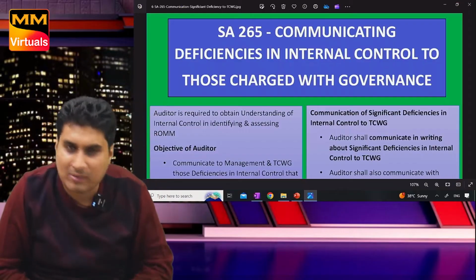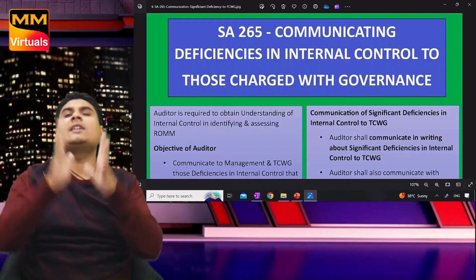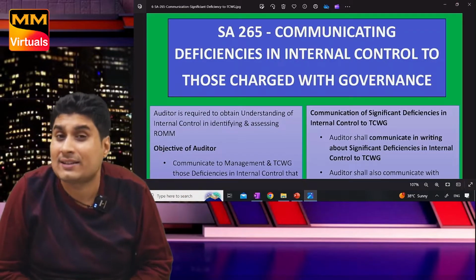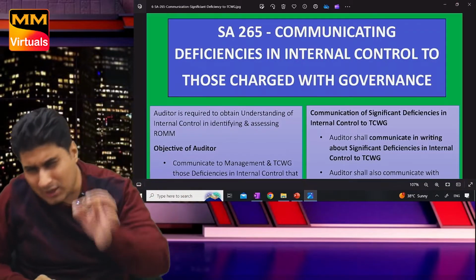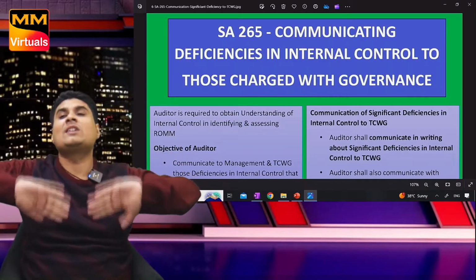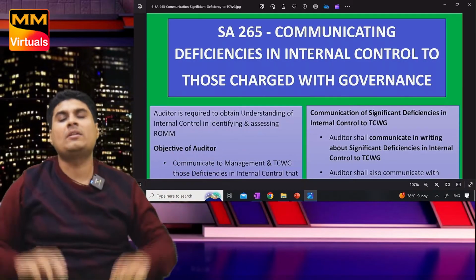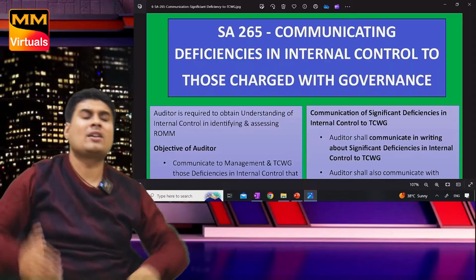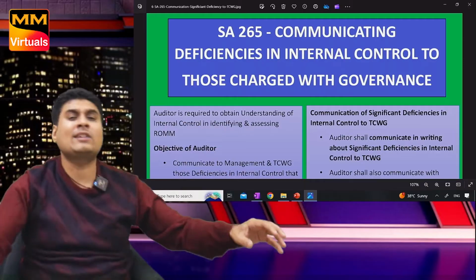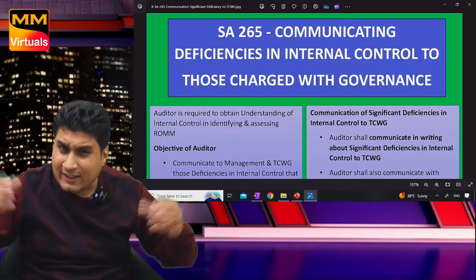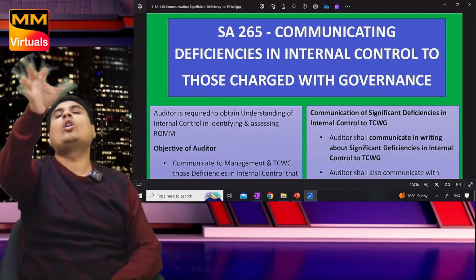One last time, I want to explain again. Communicating deficiency in internal control. See, who is responsible for preparing financial statements? Management. Question number 2: management will also implement internal control, so there are no misstatements. But when controls cannot prevent or detect and correct material misstatement, or even after having control, if misstatement happens, we call it deficiency.